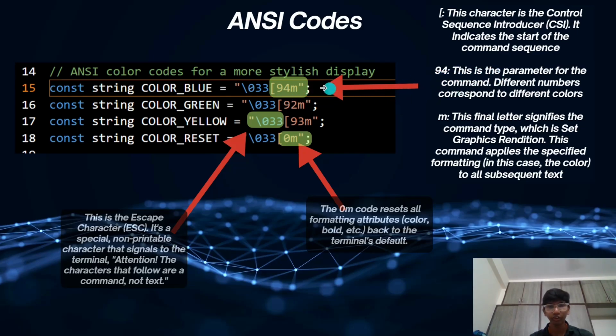Next are the color codes. These are the codes for the different colors. For blue, we are writing 94. For green, we are writing 92. For yellow, we are writing 93. And for the default color, we are writing 0. And at last, we are writing the M. This M signifies the command type, like what type of command it is. For now, it is a command like set graphic rendition, as we are using it for the color.